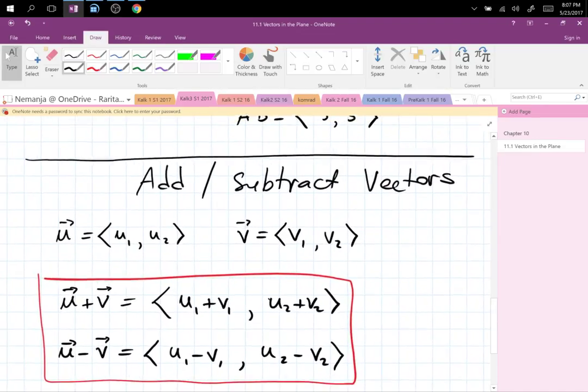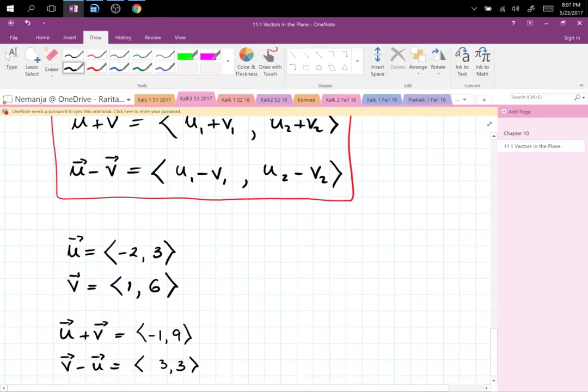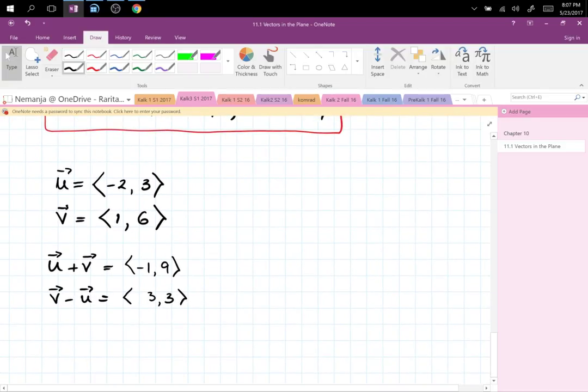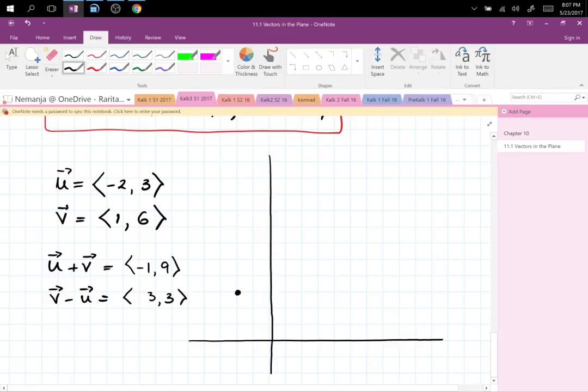I understand how stuff can be confusing. So graphs. -2, 3. That's vector u. And this is vector v.